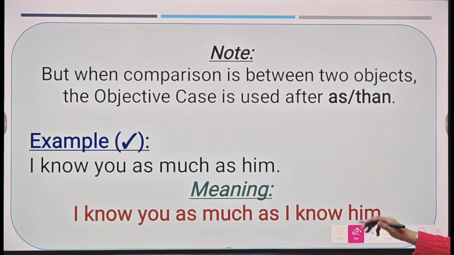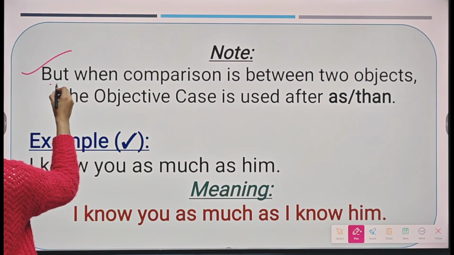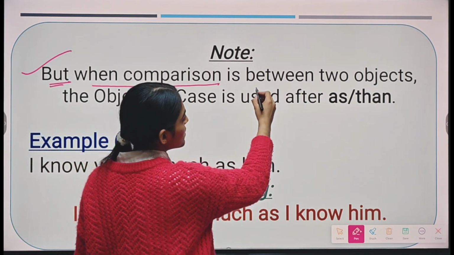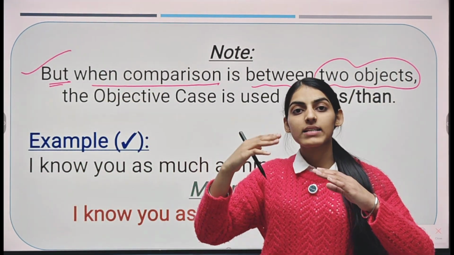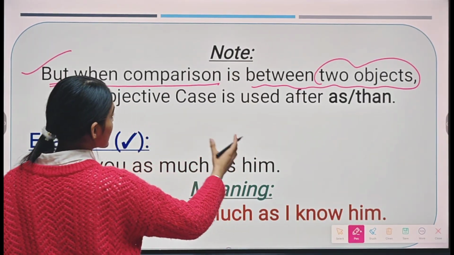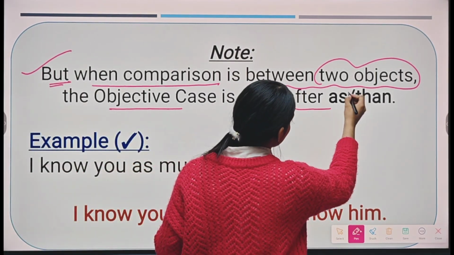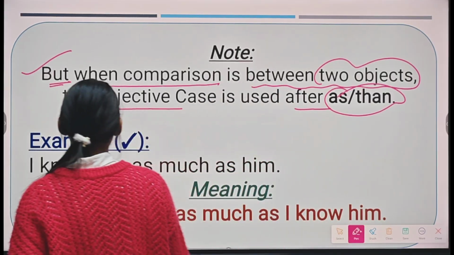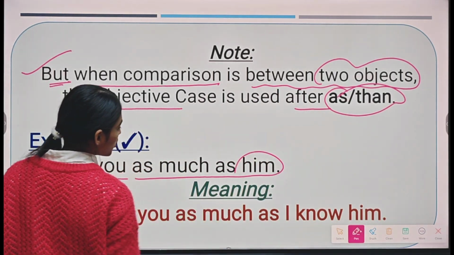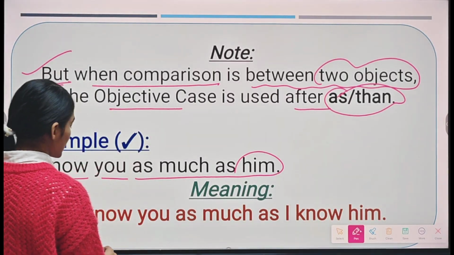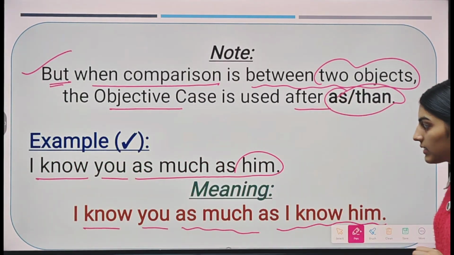Here we have a very important note that we all need to memorize. When the comparison is between two objects, unlike the above one where we saw a comparison between two nominatives, the objective case will be used after as or than. Let's see the example. I know you as much as him. This means that I know you as much as I know him. This is the meaning of this sentence.